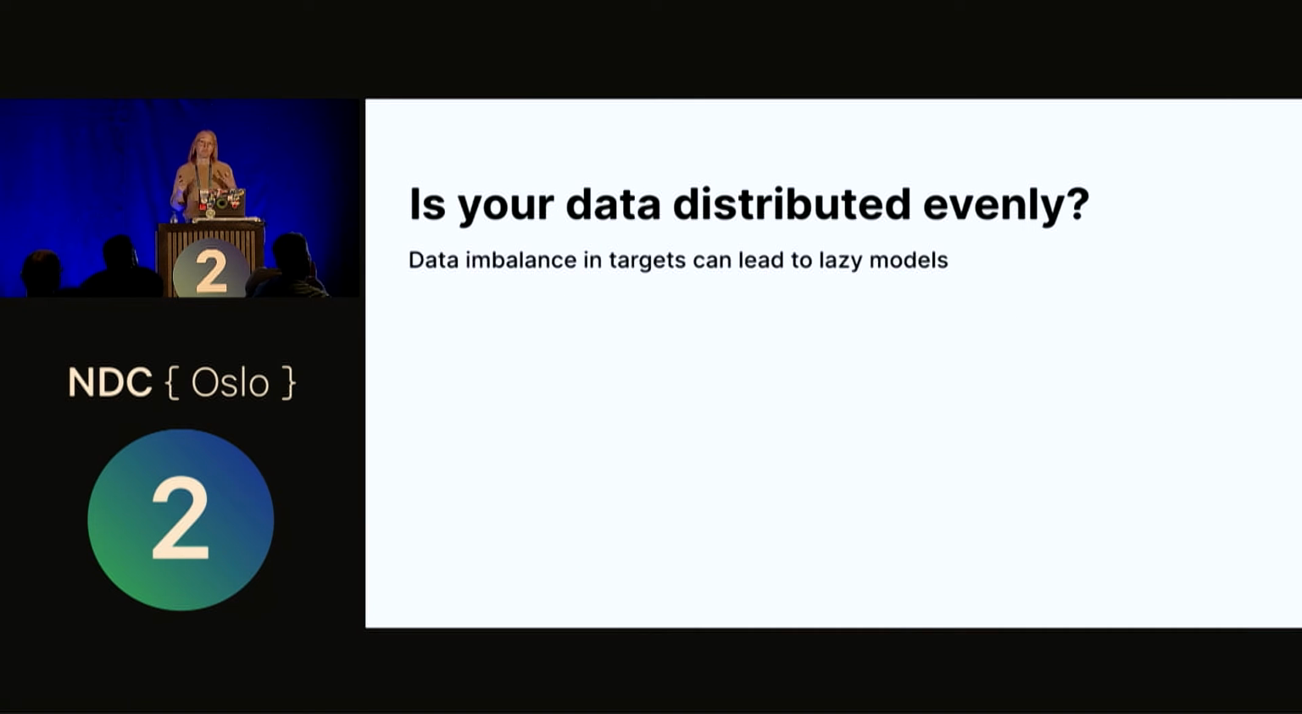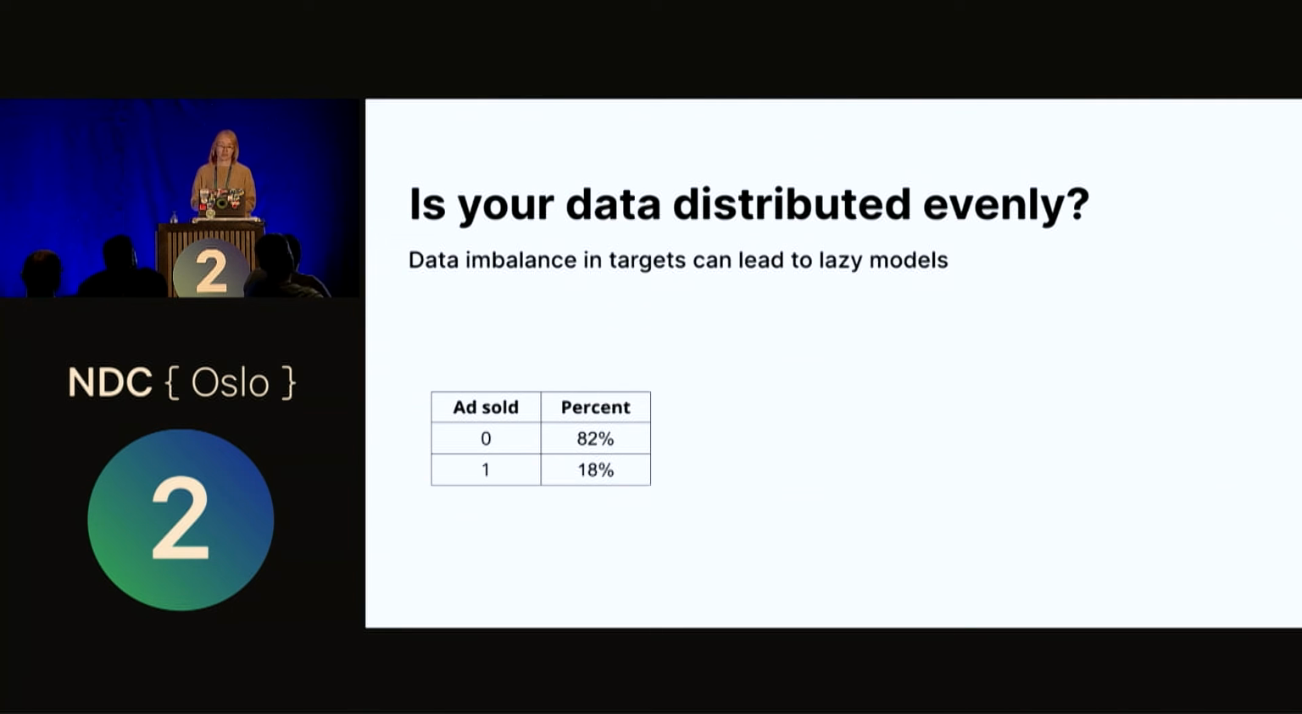So the next and very important issue to discuss is data imbalance. Data imbalance is when you have an uneven distribution in your categorical variables, and it can affect both targets and features. So let's start with targets. In our case, we have an uneven distribution in our ad sold target, where 82% of the time, an auction is not successful, we cannot sell the ad.